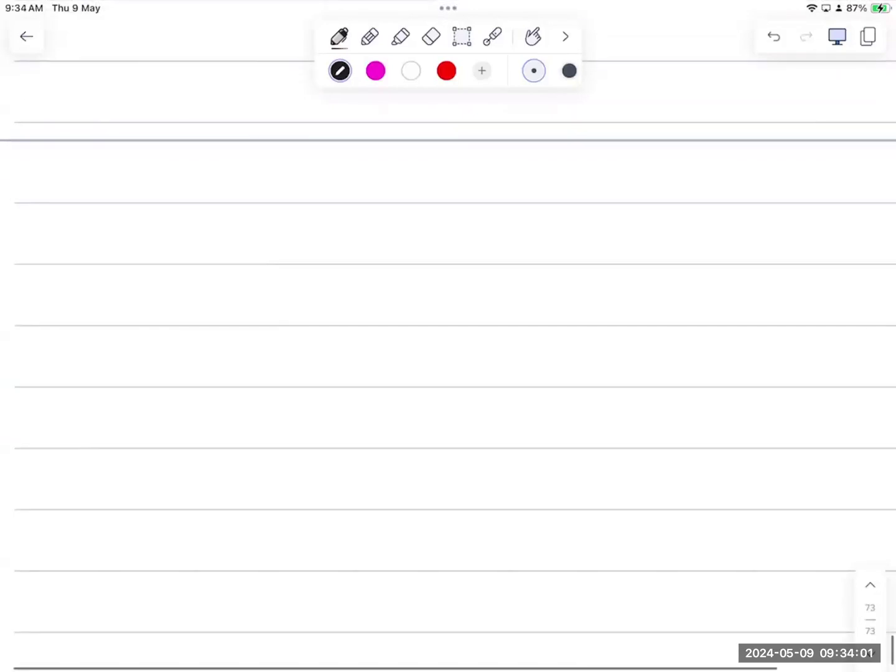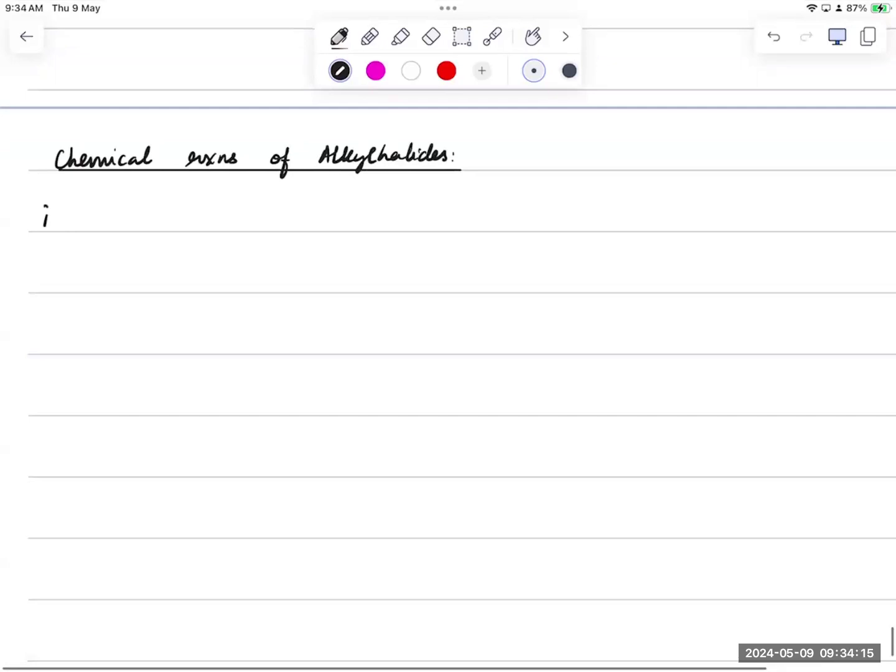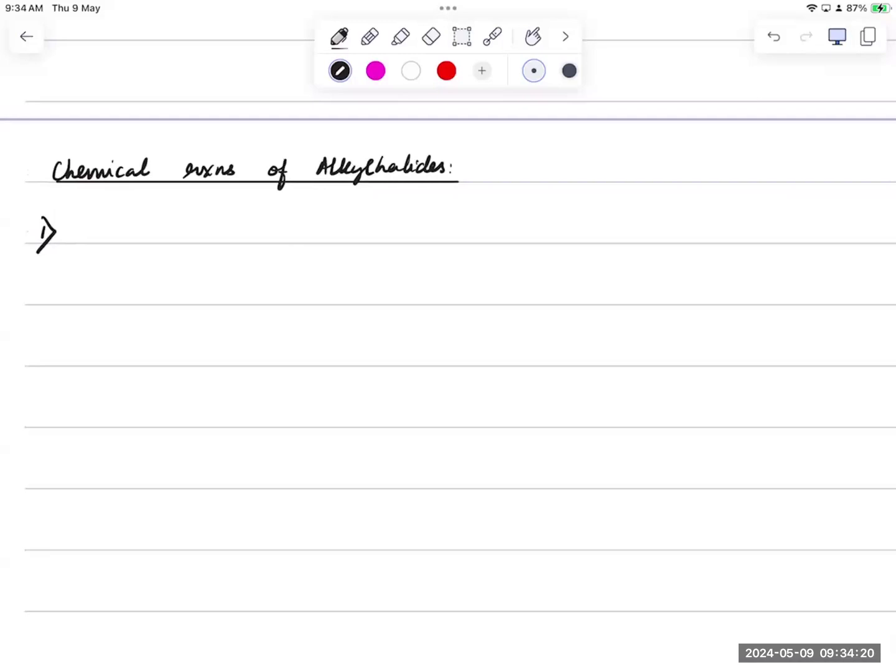Now, chemical reactions of alkyl halides. First reaction being nucleophilic substitution. These are all the things which we learned as SN1, SN2, correct? SNi, all of those cases.